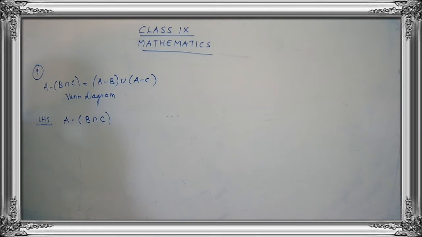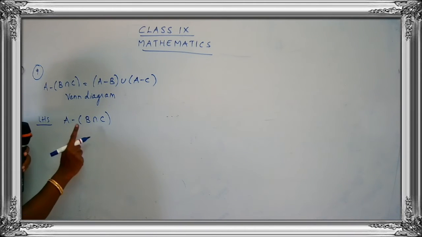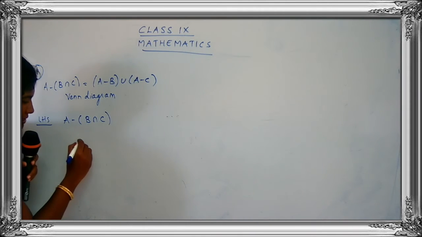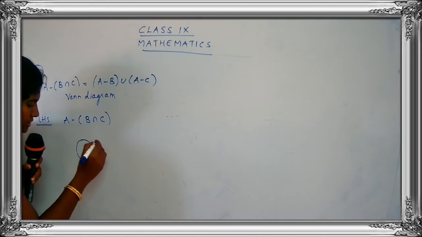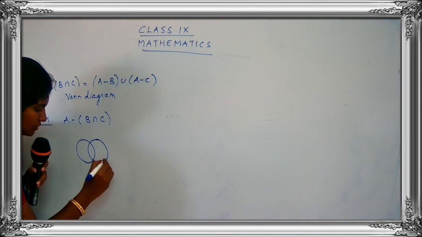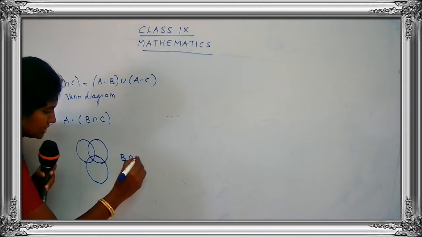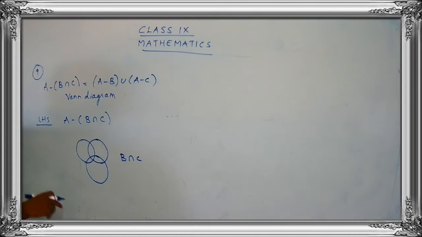Okay children, so let us take the LHS part. Now in the LHS part we have 2 things. First of all I will be showing B intersection C and then I will be showing A minus B intersection C. Just remember, when you are dealing with 3 sets, you cannot draw 2 circles. You have to show 3 circles. So first of all I am going to show B intersection C and then I am going to show A minus B intersection C. So everyone just draw the circles and keep them ready. This is for B intersection C, and in the same way you are going to do one more.